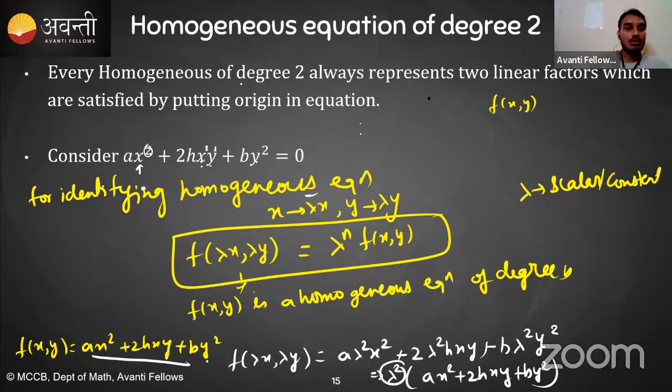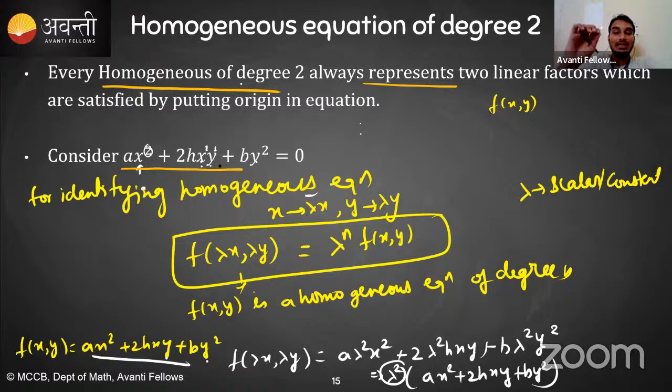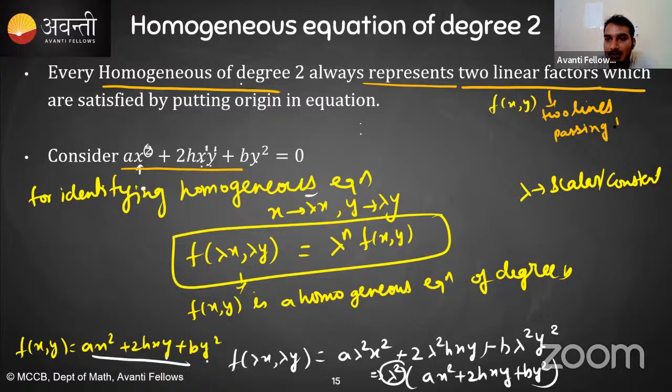Okay. So now every homogeneous equation of degree 2 will always represent two linear factors which are satisfied by putting the origin in the equation. Means this can be represented by two lines which are passing through the origin. This is what it's saying.